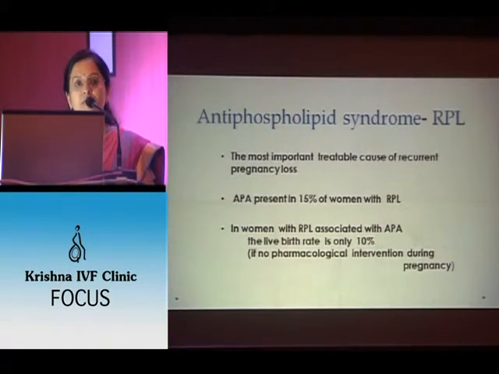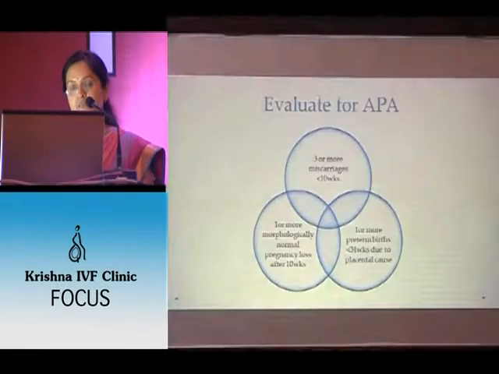Moving on to antiphospholipid antibody syndrome. This is the most important treatable cause for recurrent pregnancy loss. Surprisingly, the antibodies are present in 15% of the women with recurrent pregnancy loss. And in women with recurrent pregnancy loss associated with these antibodies, the live birth rate is only 5% if no pharmacological intervention is given during their pregnancy.